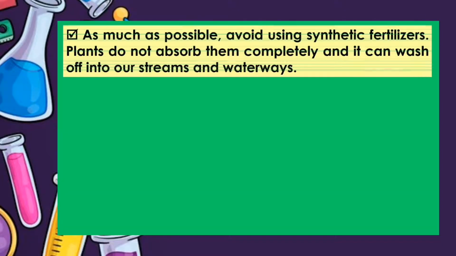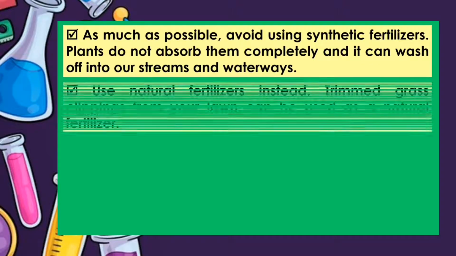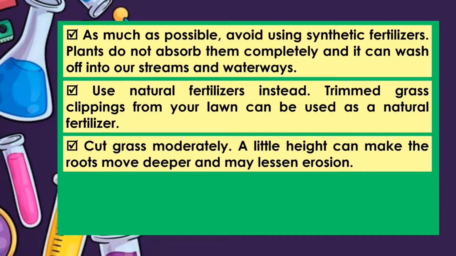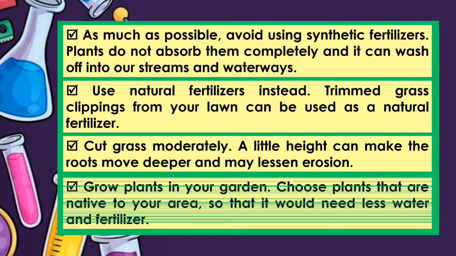Here are the things you can do at home and at the beach. As much as possible, avoid using synthetic fertilizers. Plants do not absorb them completely, and it can wash off into our streams and waterways. Use natural fertilizers instead. Trimmed grass clippings from your lawn can be used as a natural fertilizer. Cut grass moderately. A little height can make the roots move deeper and may lessen erosion.